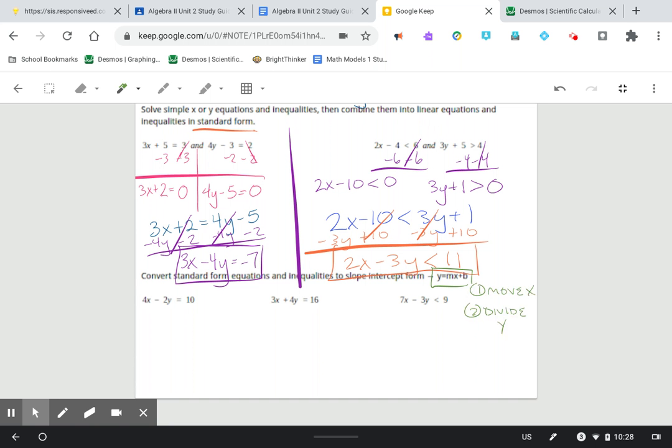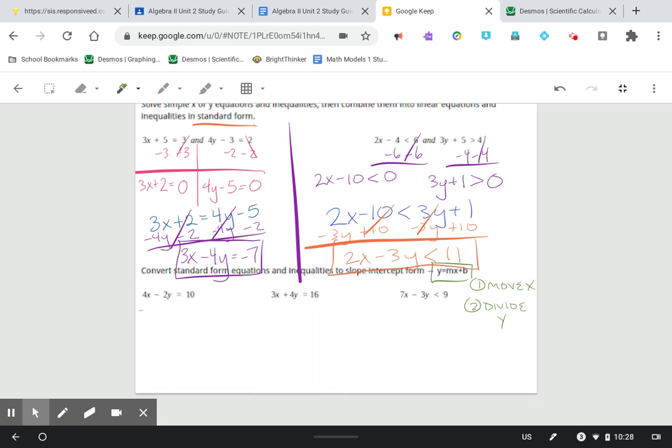So just to kind of walk us through each one of these, move the x here means I'm going to subtract 4x from both sides. That's going to cancel, leaving me with negative 2y equals negative 4x plus 10.